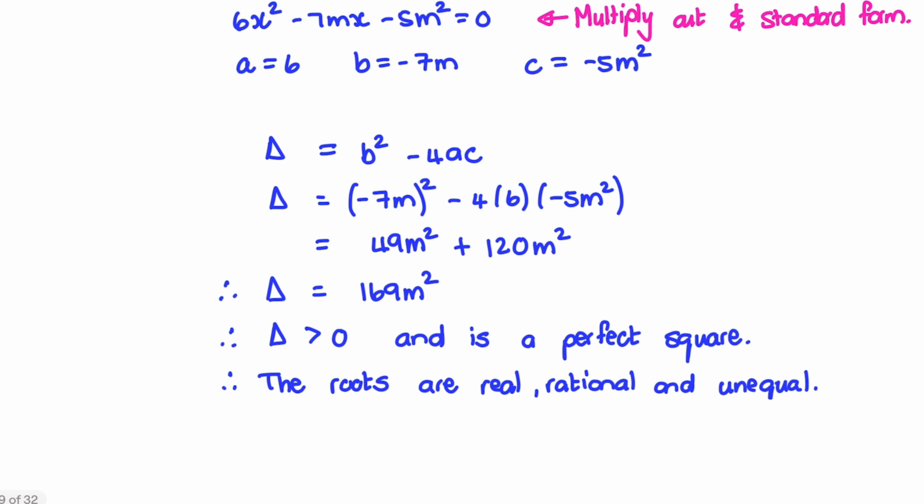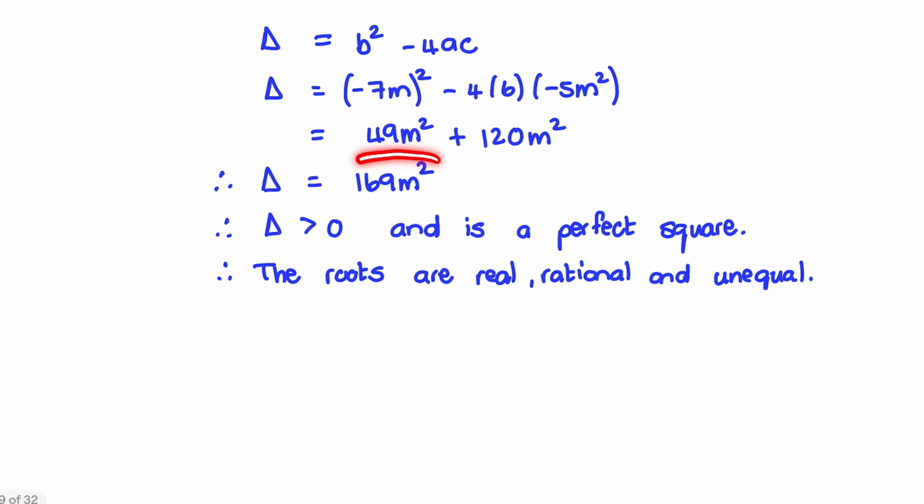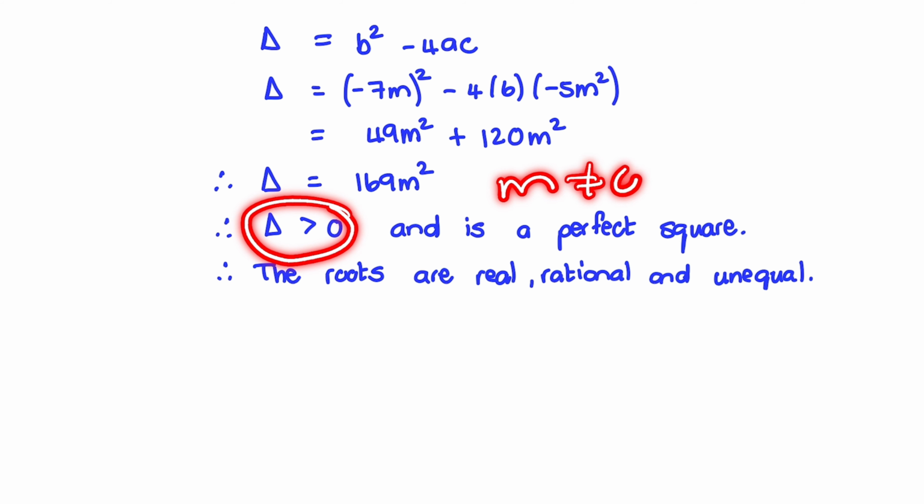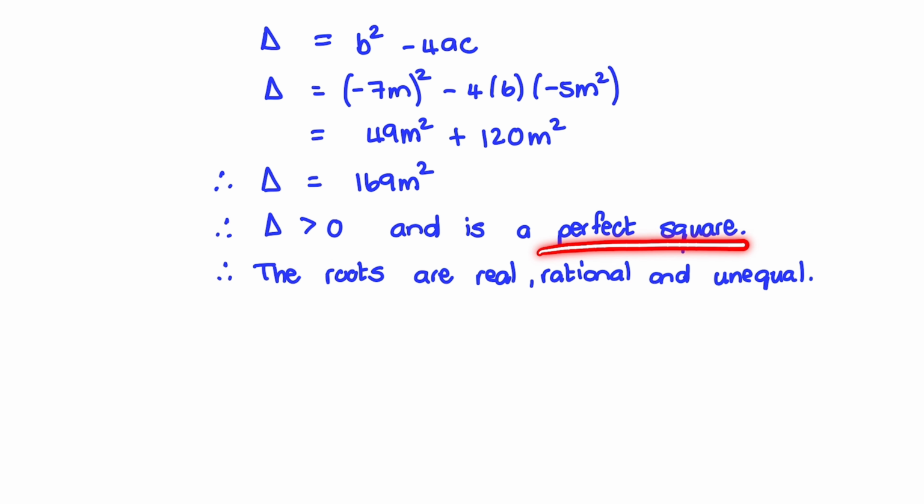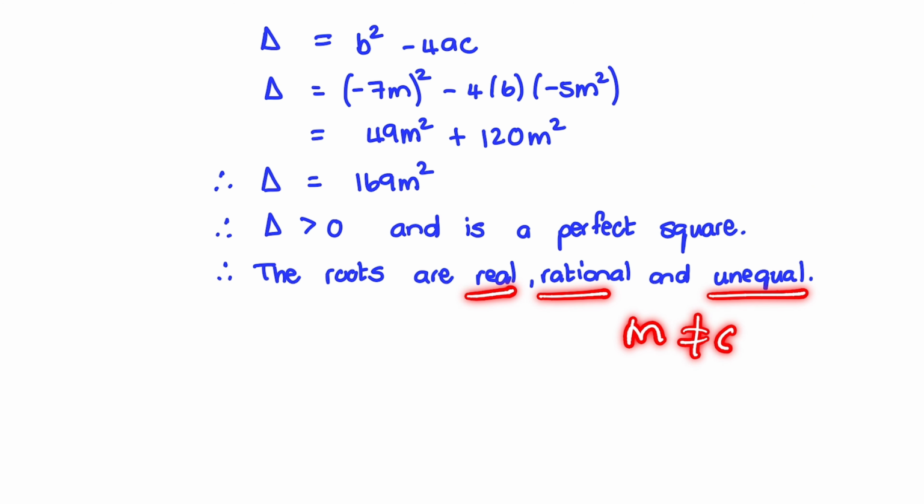So the question said, show that the roots are real, rational, and unequal where m is not equal to 0. So here we have delta as 169m squared. And what I want you to recognize is that delta is bigger than 0 where m is not equal to 0 and is a perfect square. So that means that any value that you put in the place of m will result in a delta value that is bigger than 0. So that means the roots are real, rational, and unequal where m is not equal to 0.